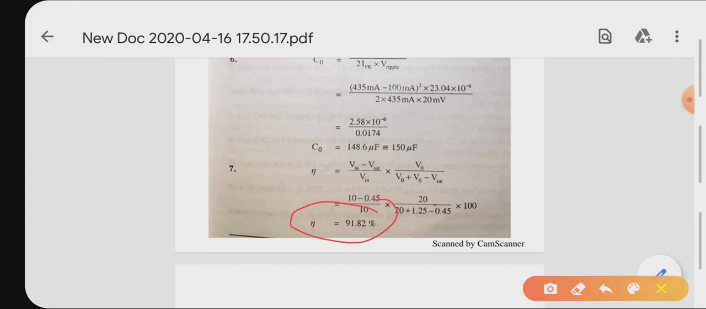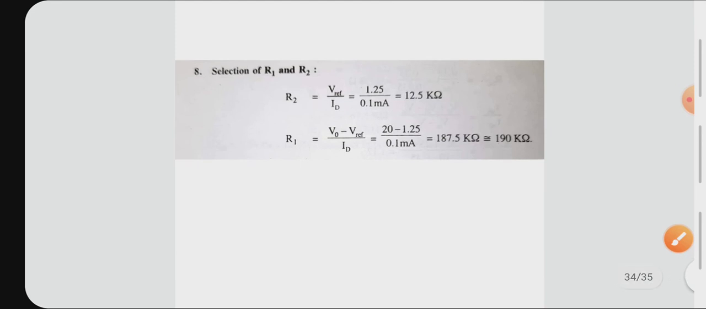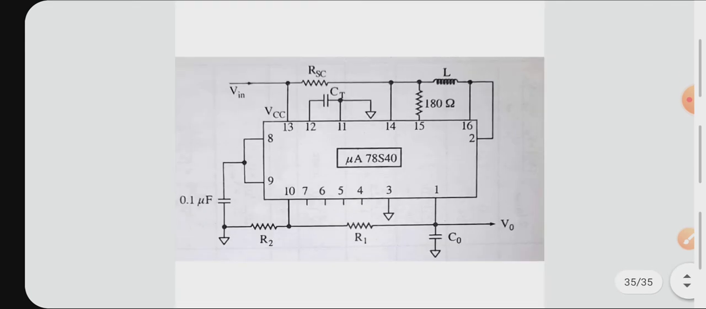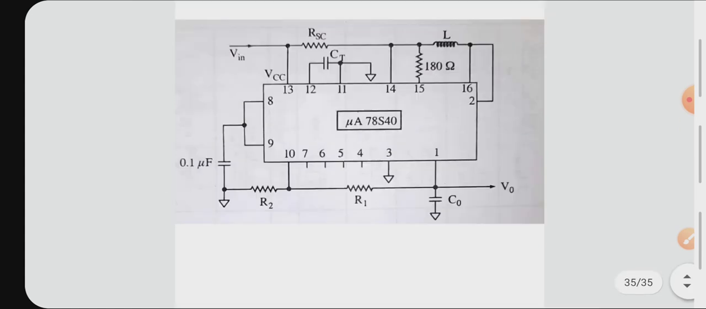Okay, and then R2 and R1 as 12.5 and 190 kilo ohm. Okay, so don't forget to draw the circuit diagram with all component values. Component values are not mentioned here. You have to mention the component values.